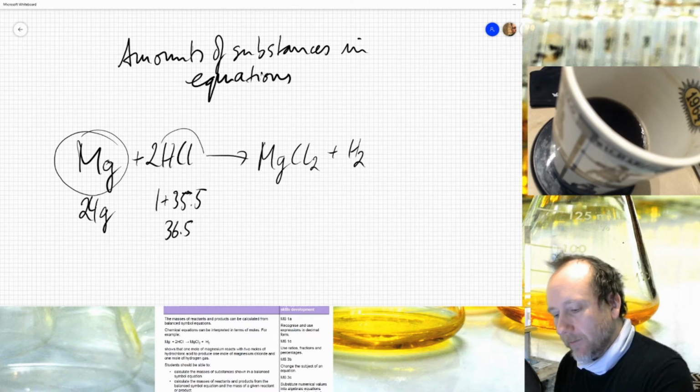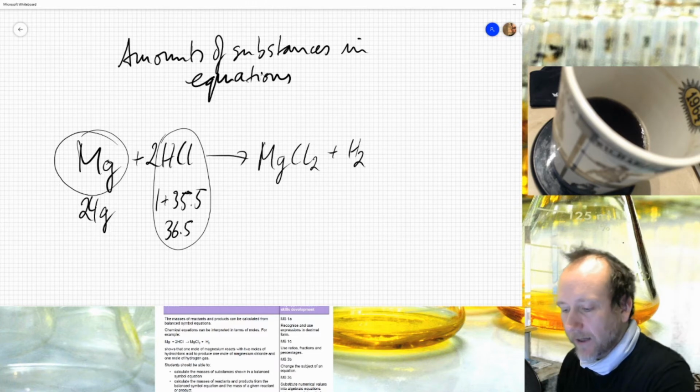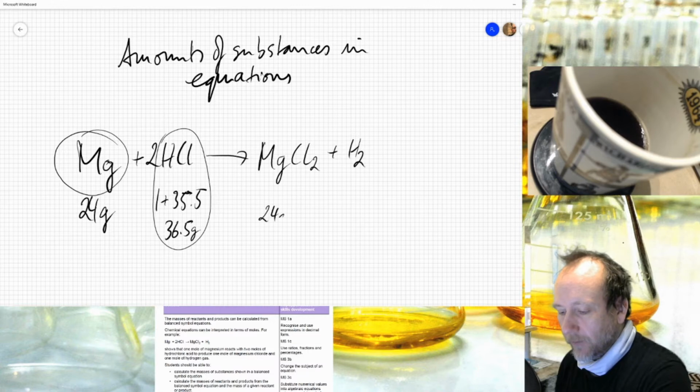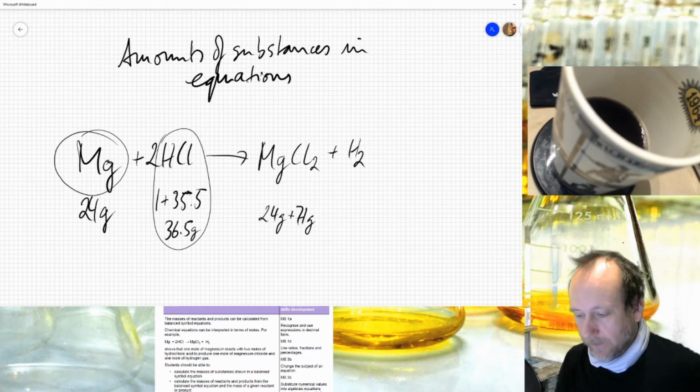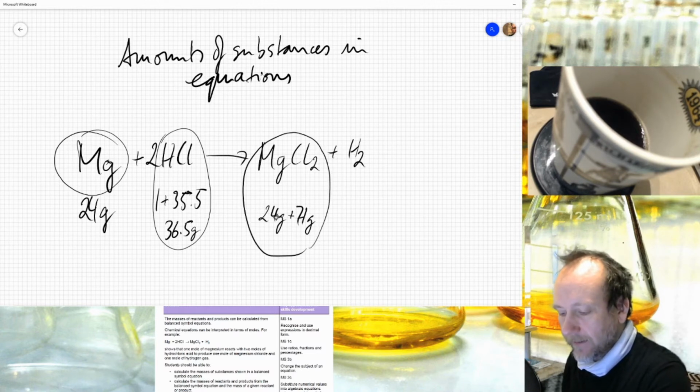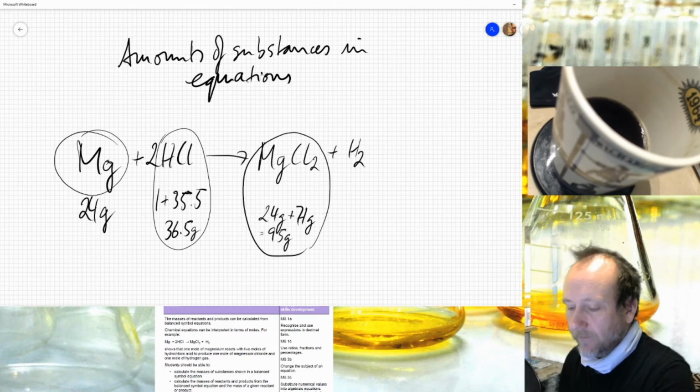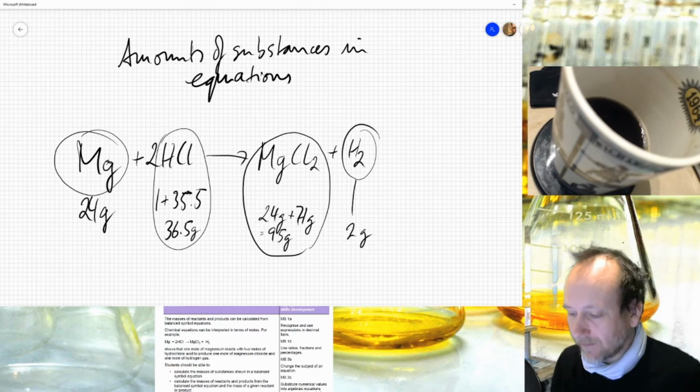So the molar mass of that is 36.5, and then of course you've got chlorine, which is 2 times 35.5, which is 71 grams plus 24 grams. I'm sort of abbreviating that slightly. Okay, so that is, why am I doing this in my head? 95 grams. If that is wrong, I'm going to have to record this video again, so hopefully it's not wrong. And that is 2 grams because it's got 2 protons, and that's all there is to it.